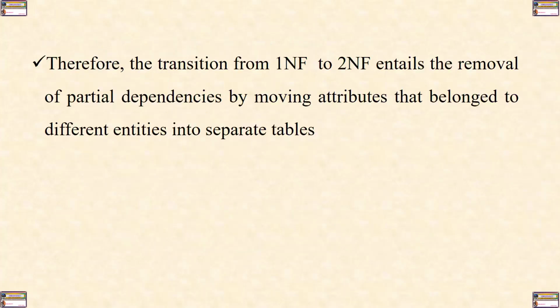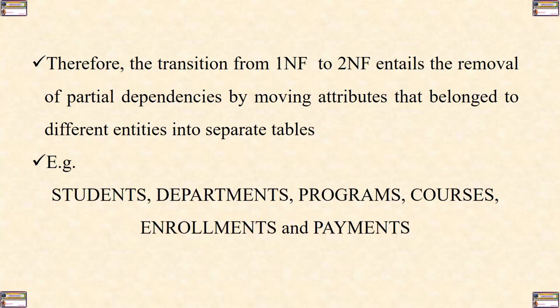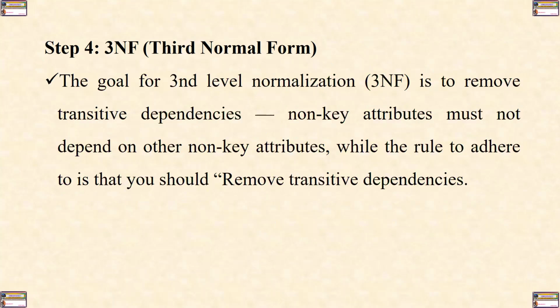Therefore, the transition from first normal form to second normal form entails the removal of partial dependencies by moving attributes that belong to different entities into separate tables. For example, we now have students table, departments table, programs table, courses table, enrollments table, and the payments table, all from a single table. And the last step is to take our normalization level to what we call third normal form. And that is the fourth step.